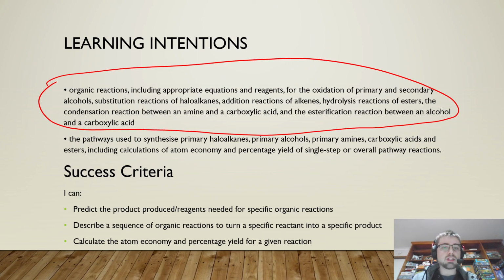You need to know those reagents, and you need to be able to write equations for them and be able to put them in terms of a pathway. So there's a bit of remembering to go in there. Again, I highly recommend putting that into a flowchart and using that there. You should be able to calculate the atom economy and percentage yield for a given reaction.